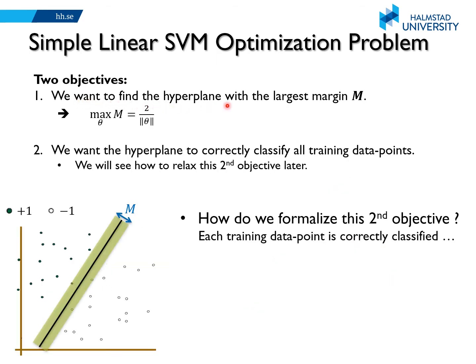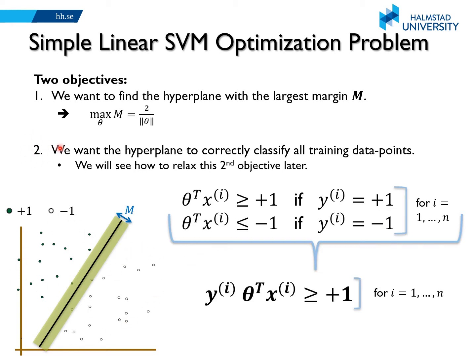So we not only want to find the hyperplane that maximizes the margin, but we also want this hyperplane to correctly classify all our training examples. So we formalized the first objective. We want a large margin, right? But how can we formalize the second objective? We want the hyperplane that correctly classifies all our training examples. We can express this objective as a set of constraints.